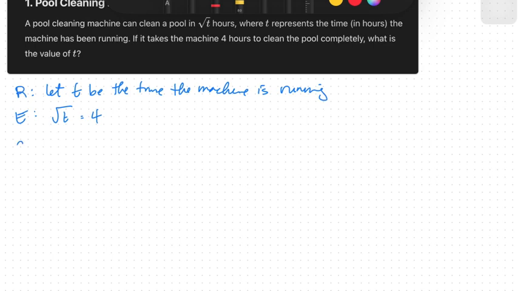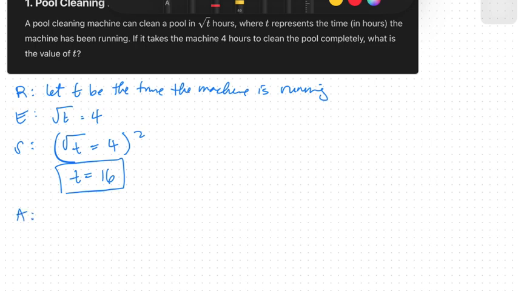So essentially, ang solution lang natin is we are just going to solve this by squaring both sides. 16. So, it takes 16 hours. Ang answer na po natin ay, what is the value of t? So, the value of t is 16.